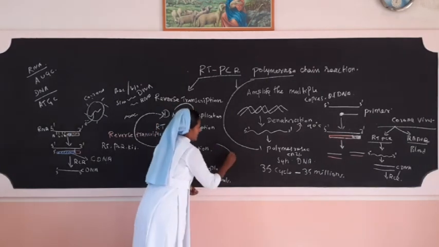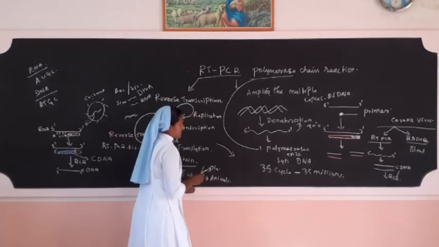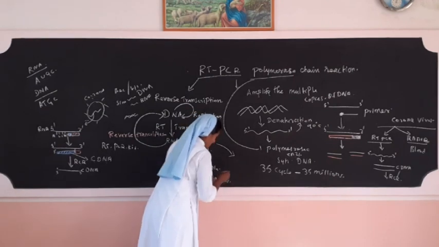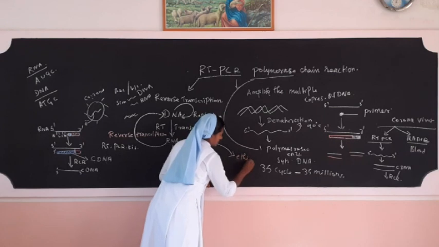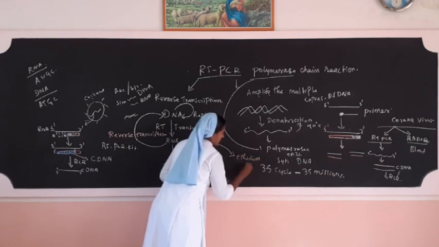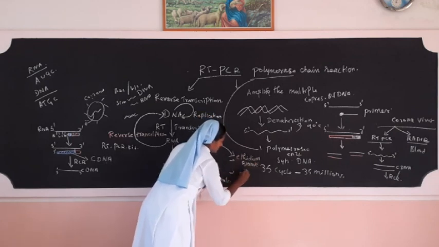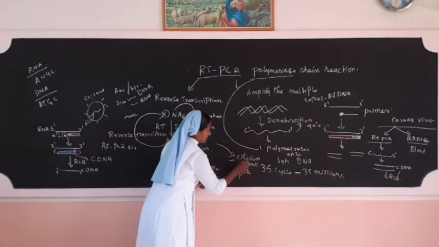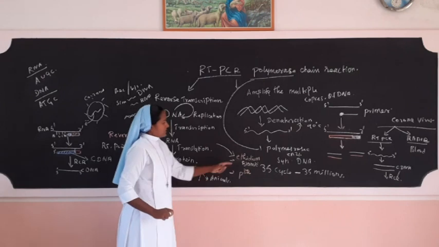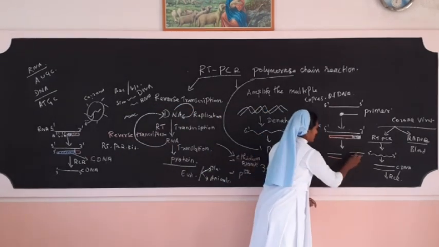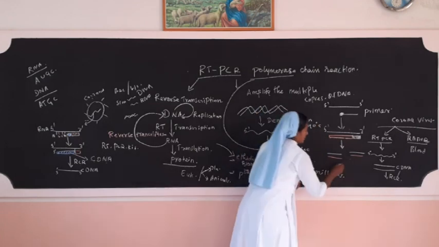By applying a fluorescence dye called ethidium bromide. Then another dye, we call it P32. So these 2 dyes can be used. These are the fluorescents.